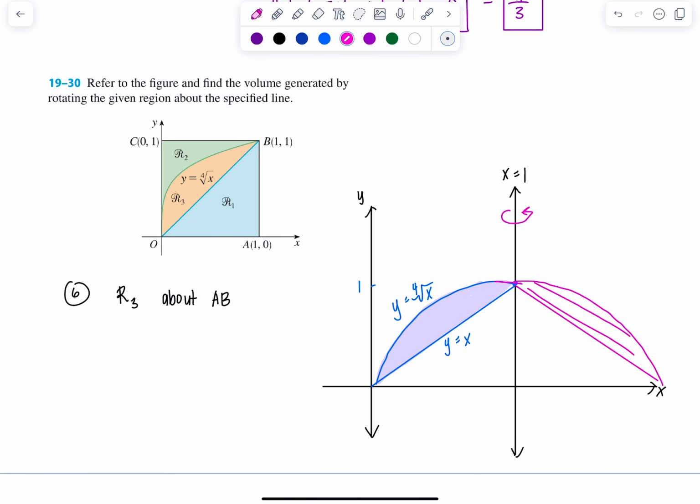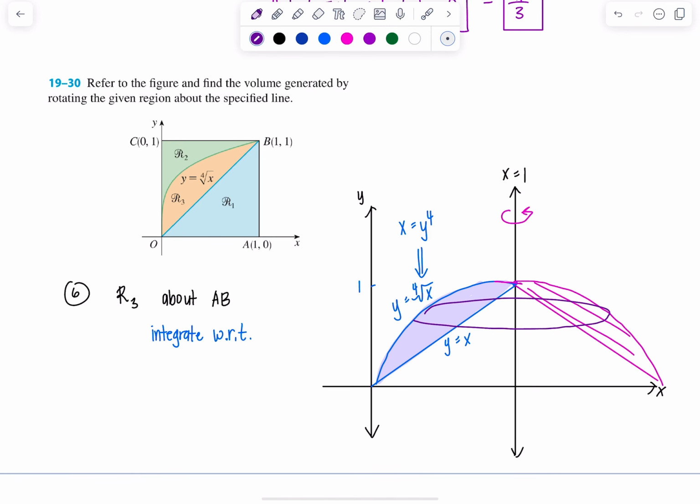Okay. We are slicing perpendicular to the axis of revolution. So slice, slice, slice, slice, slice. All these slices are moving up and down. That means we're going to integrate with respect to y. So everything needs to be in terms of y. Already I'm going to think of this instead as x equals y to the fourth. Okay? And then let's go ahead and draw.